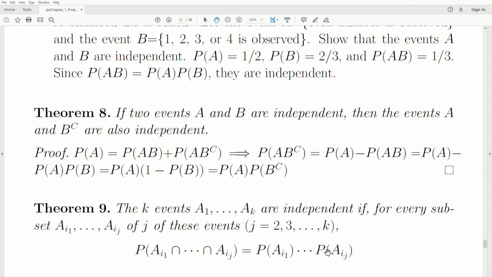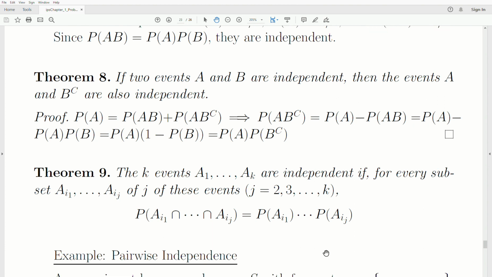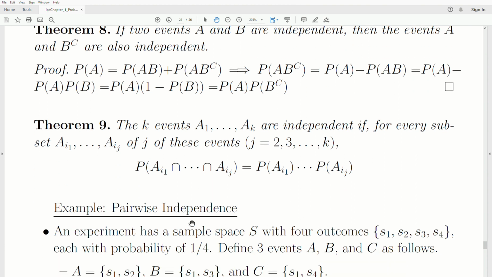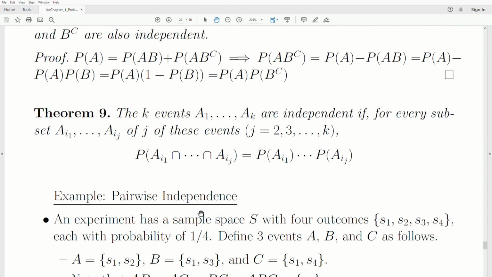Then they're independent. Now, what's an interesting example here is one where every set is pairwise independent, but all the sets are not independent.